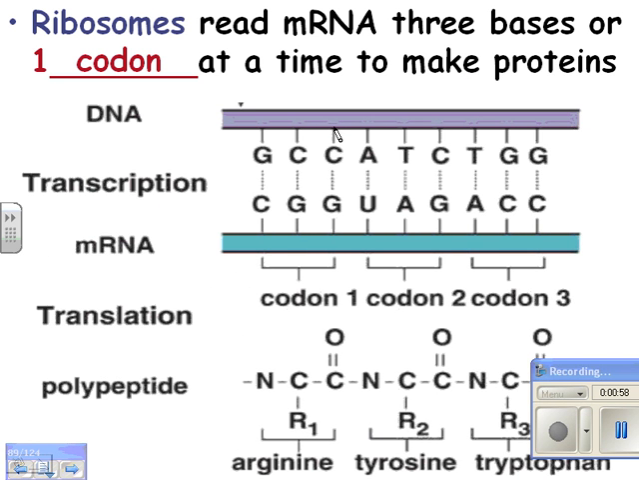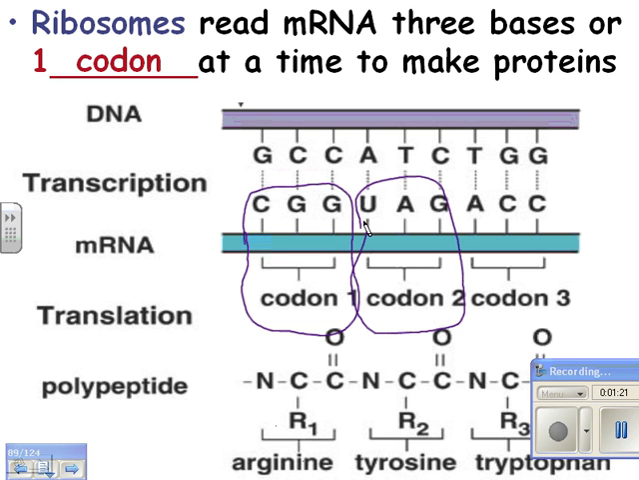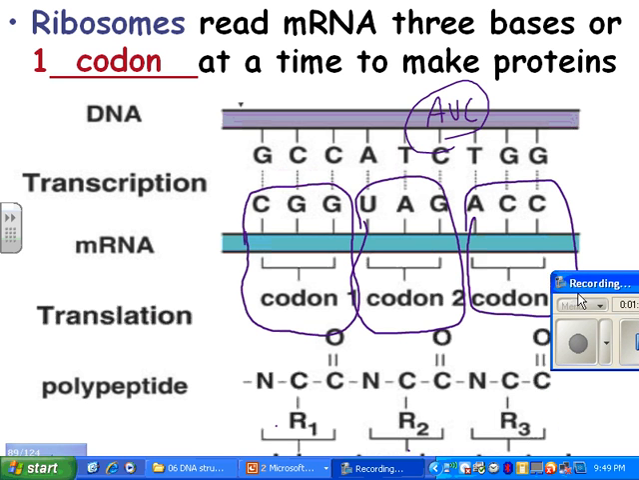So here's the DNA. This is the strand that serves as the template, and I can even do this, G to C, C to G, C to G, A to U. That's transcription. It's not super hard. But going from RNA to proteins is a little harder. So CGG, I've never memorized this one, but it codes for arginine. UAG, that's codon number 2, that codes for tyrosine. ACC, that's codon number 3, it codes for tryptophan.